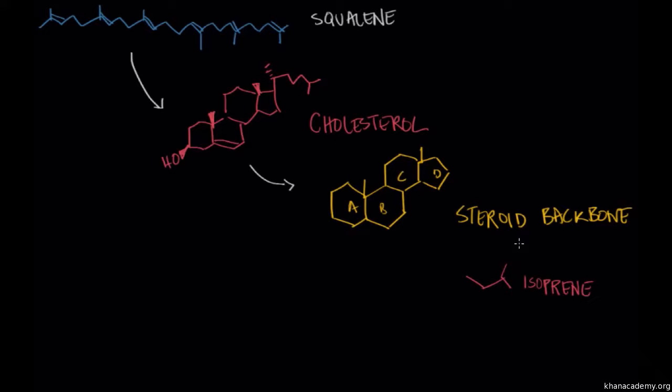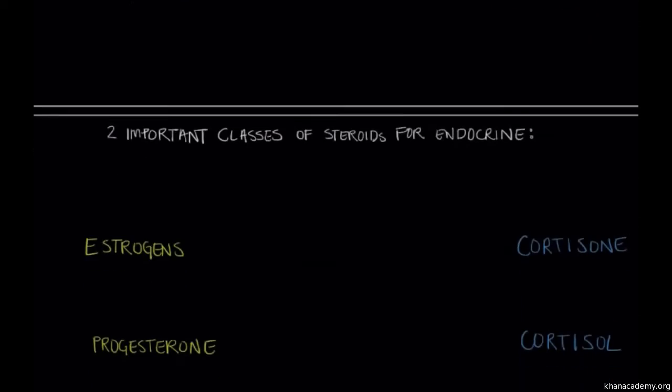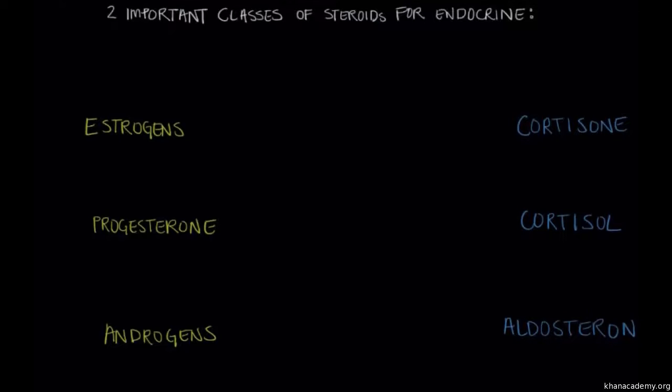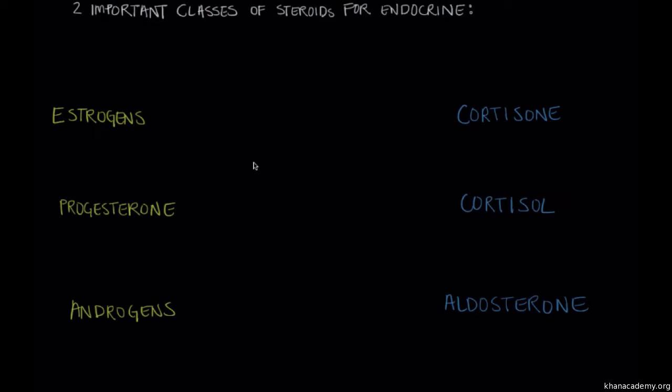And so now that I've dragged you all the way from isoprene to the steroid backbone, I figured it was only fair that I showed you that this actually happens in your body and there are actual steroids floating around your blood. And so I mentioned before that there are two important classes of steroid hormones in the body, and those are the sex hormones and the adrenal cortex steroids.